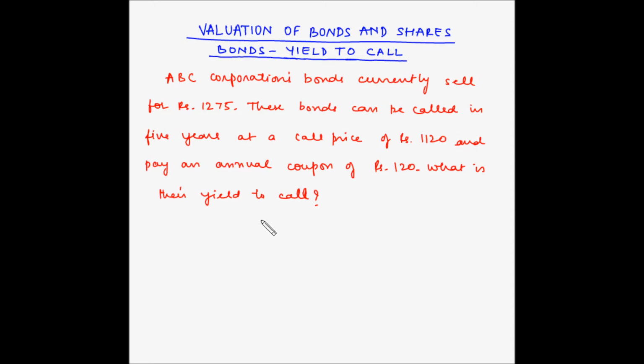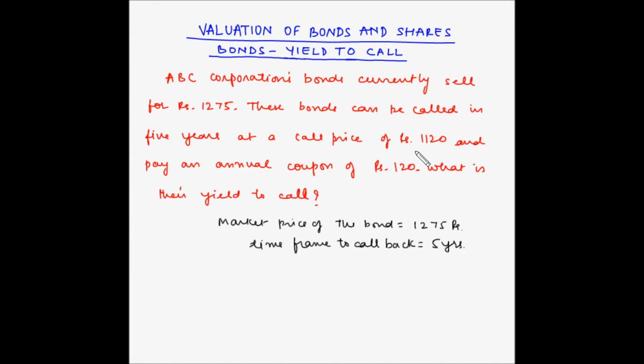So let us first note down the information that has been provided to us. The bond is currently selling for rupees 1,275. So basically the market price of the bond is 1,275. Now these bonds can be called in 5 years. So basically the time frame to call back is 5 years.